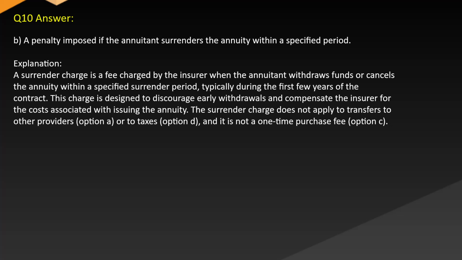Answer: B. A penalty imposed if the annuitant surrenders the annuity within a specified period. Explanation: A surrender charge is a fee charged by the insurer when the annuitant withdraws funds or cancels the annuity within a specified surrender period, typically during the first few years of the contract. This charge is designed to discourage early withdrawals and compensate the insurer for the costs associated with issuing the annuity. The surrender charge does not apply to transfers to other providers, option A, or to taxes, option D, and it is not a one-time purchase fee, option C.